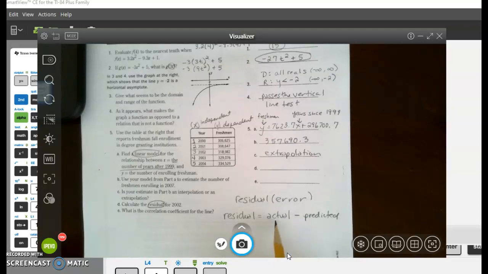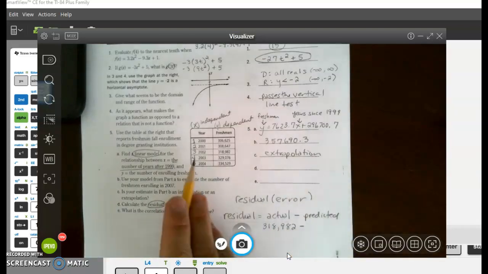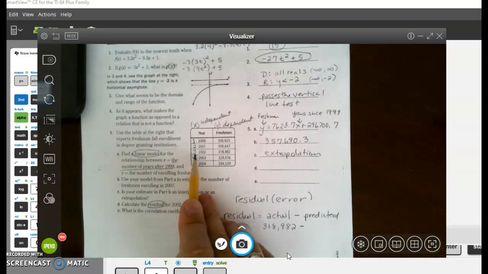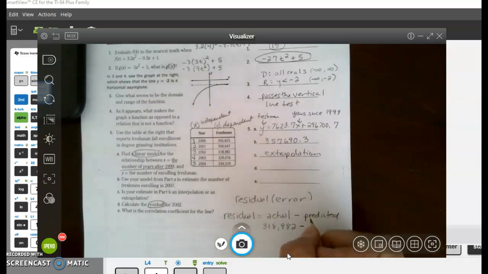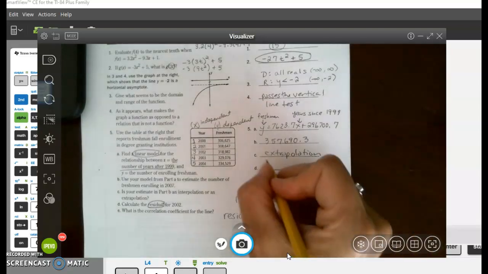The actual amount for 2002 is 318,982. For the predicted value, I'm going to put a 3 into this equation, using my calculator. When I do that, I get 319,571.8. So I'm going to take actual minus predicted, and when I do that, I get negative 589.8.